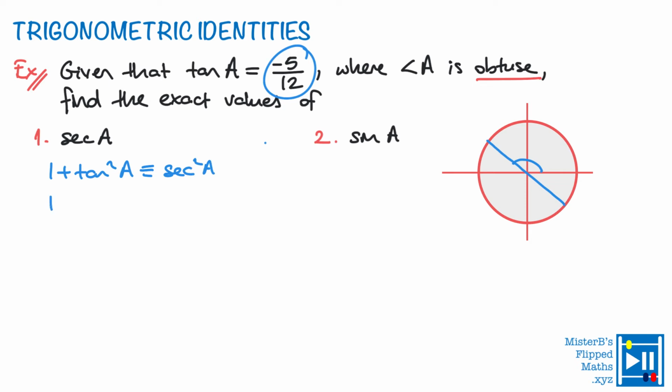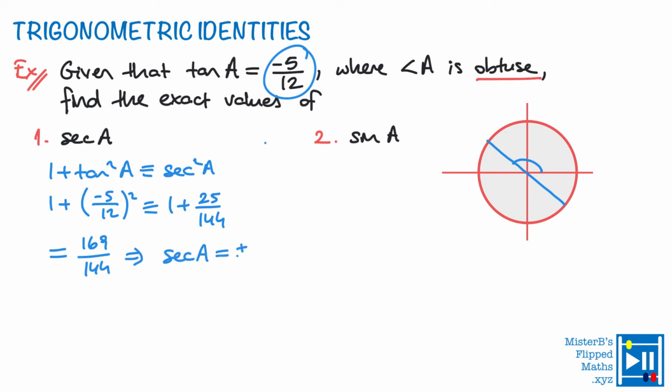So it's going to be 1 plus (minus 5 over 12) squared, and this will give me 1 plus 25 over 144, which is 169 over 144. So when I take the square root, I'm going to find secant A to be plus or minus 13 over 12. Now, which of the values am I going to choose?